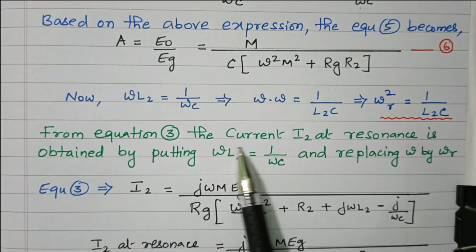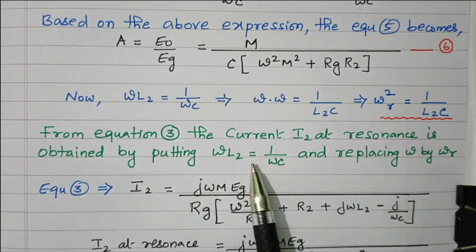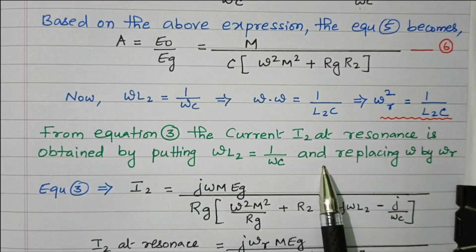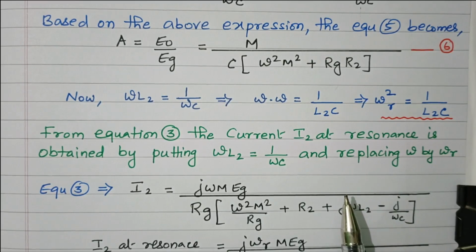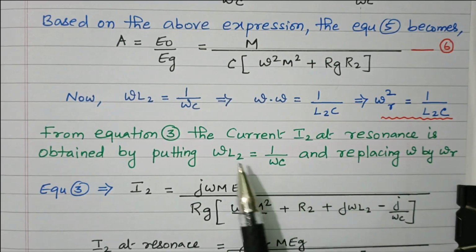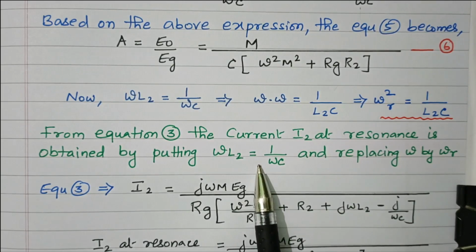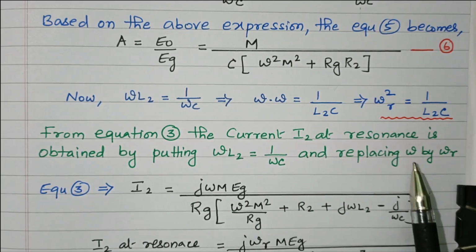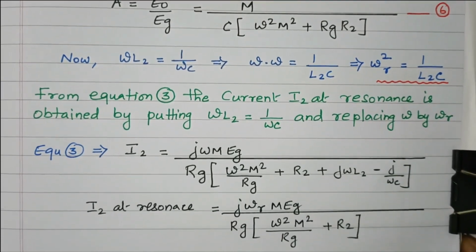From equation 3, the current I2 at resonance is obtained by putting omega L2 equal to 1 divided by omega C and replacing omega by omega r. So we already got the expression for I2, I1 and E0. Now we are going to further simplify the expression under the resonant condition by putting this condition, that is omega L2 minus 1 divided by omega C equal to 0, and also replacing omega by omega r, right?